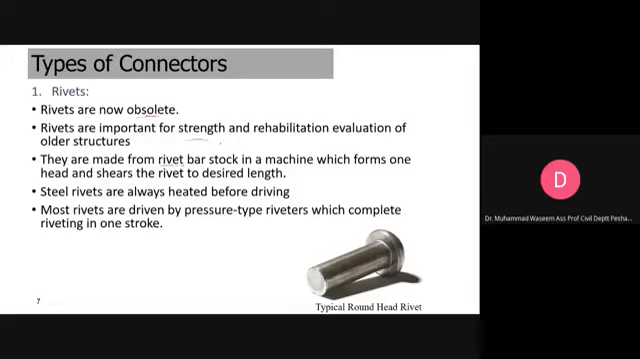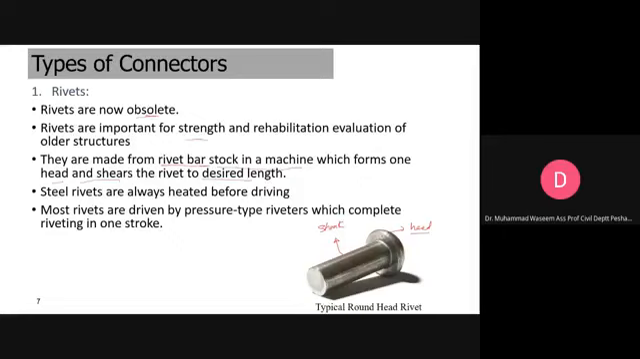Rivets are made from rivet bar, which is stocked in a machine that forms one head and shears the rivet to the desired length. In a simple case, a rivet consists of one head and the body. We call this the shank, and this we call the head. Now you have to drive this rivet into the hole.